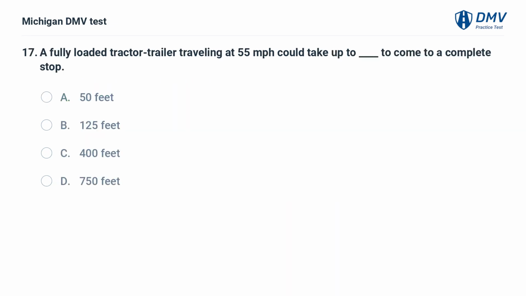A fully loaded tractor-trailer traveling at 55 miles per hour could take up to blank to come to a complete stop. A. 50 feet. B. 125 feet. C. 400 feet. D. 750 feet.